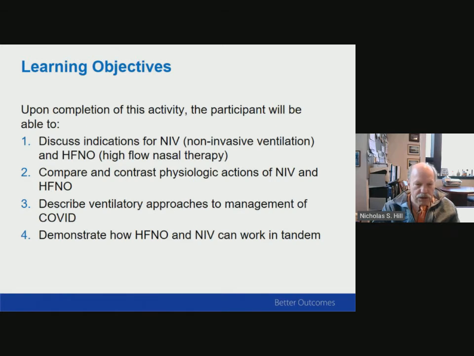Upon completion of this activity, you will be able to discuss indications for non-invasive ventilation and high flow, compare and contrast physiologic actions of non-invasive and high flow, describe ventilatory approaches to management of COVID, and demonstrate how high flow and NIV can work in tandem.